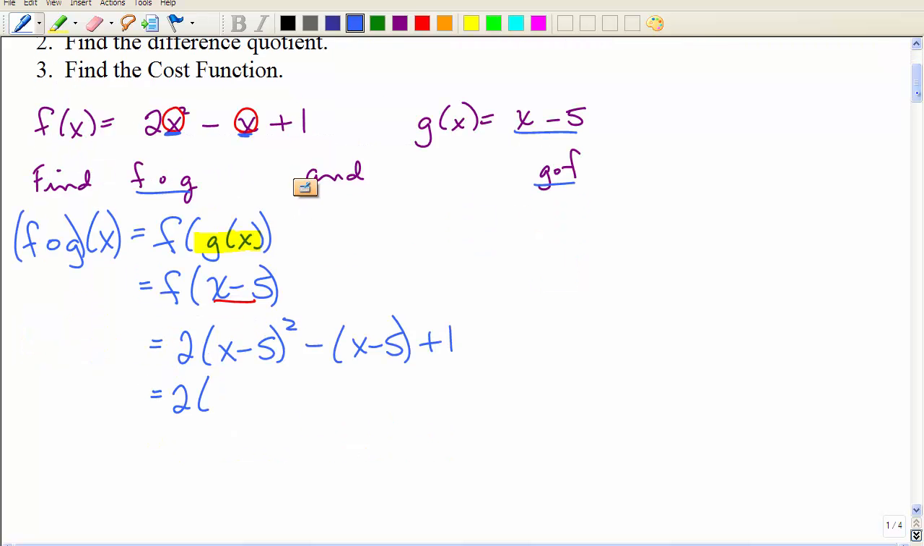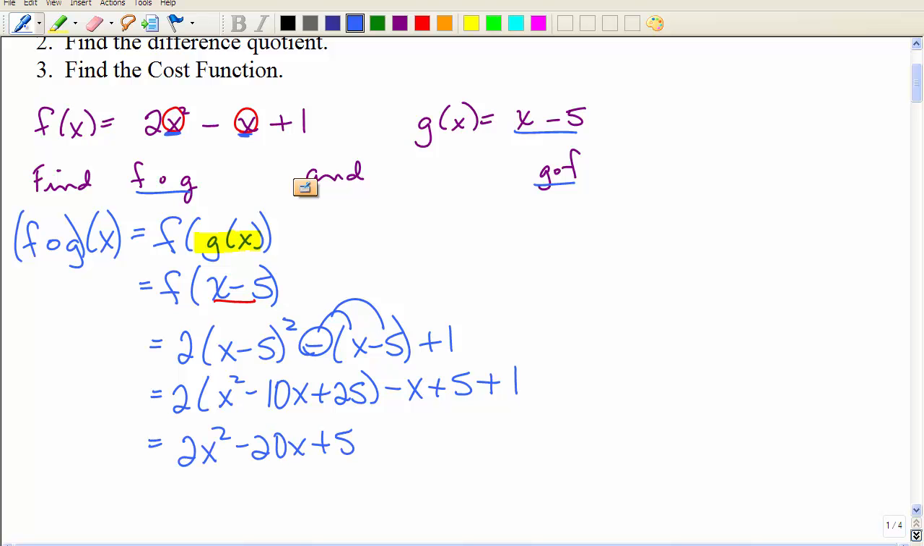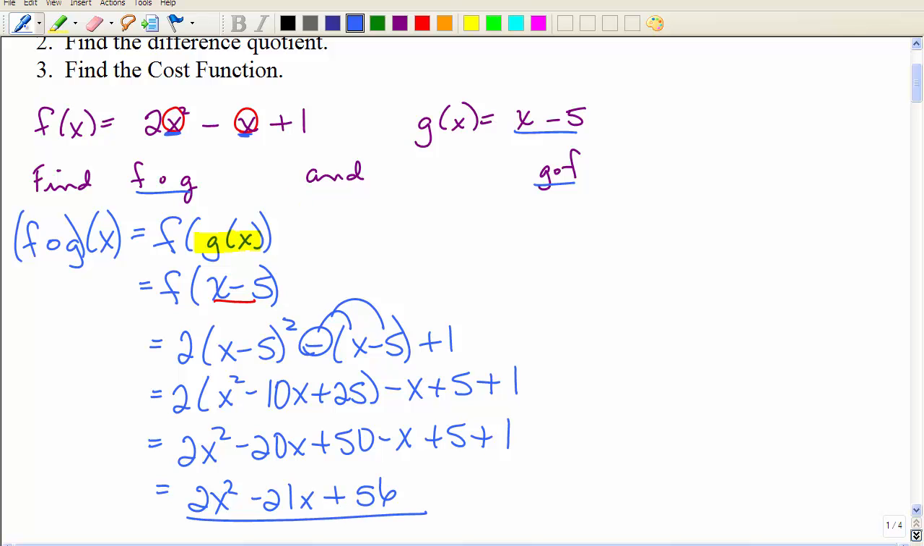So we want to square this out. Remember, that's x minus 5 times x minus 5, which is not x squared minus 25. Let me erase that. So that would be x squared minus 10x, I believe, plus 25. Then you want to make sure you distribute the minus sign. Right now I'm going to distribute the 2. And now I'm going to collect like terms. And you're done. Okay? You don't want to try to factor it. You're not solving for x. Again, you're just composing and making a brand new function.